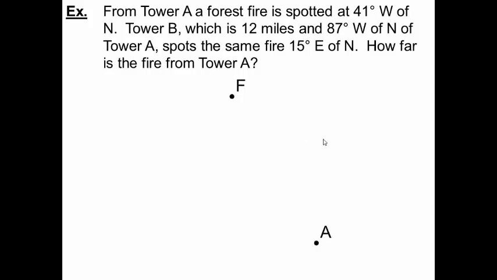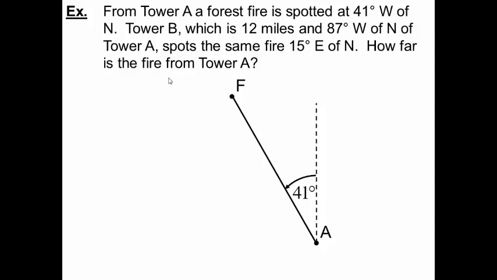So let's move Tower A off to the side, and then we can draw in our 41-degree angle by drawing in first a north-south line. There's our line of sight, 41 degrees. 41 degrees west of north.